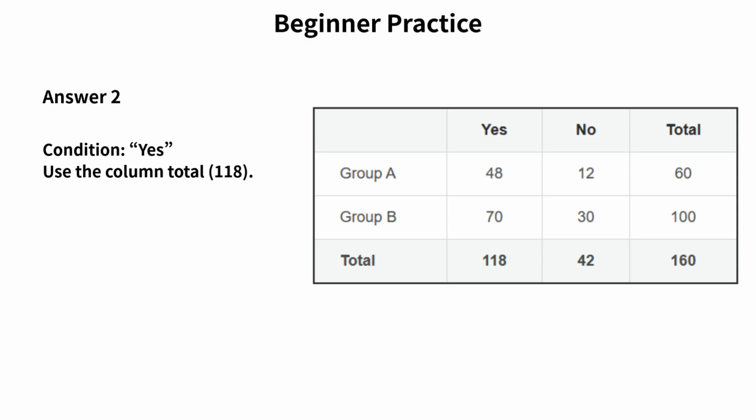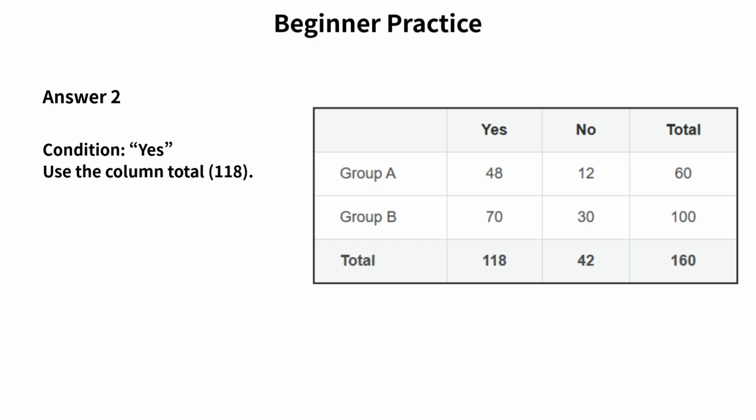The denominator is not the total number of students in each group, and it is not the grand total of the table. Because the condition is yes, the correct denominator is the column total for yes, which is 118. From that column, we then look at how the yes answers are distributed. Group A contributes 48 yes answers, and Group B contributes 70 yes answers. So every probability in this question is based on the same denominator, 118.